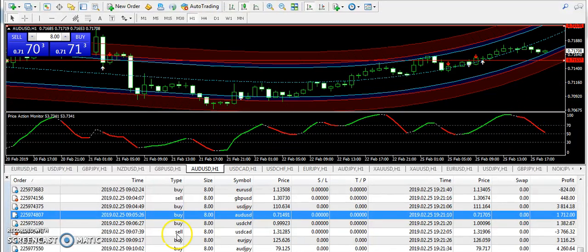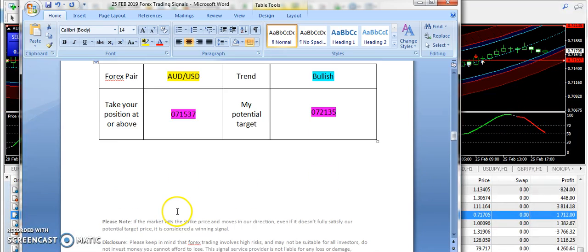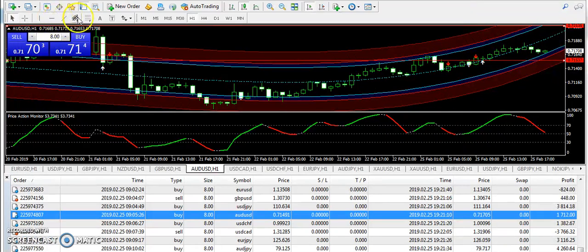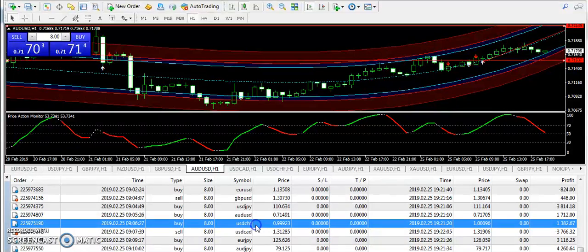Okay, now let's talk about the AUDUSD. We have seen some bullish trend on this pair, and I supplied the bullish signal in the morning from 0.71537 and 0.72135 was the target price. However, you can see it has given us some very good bullish candles, but it has not touched the target price because the momentum was slow. You know that today it is Monday and momentum stays slow in the market.